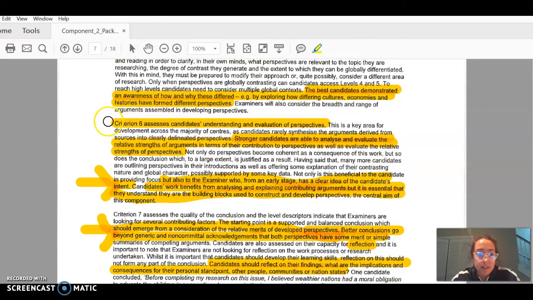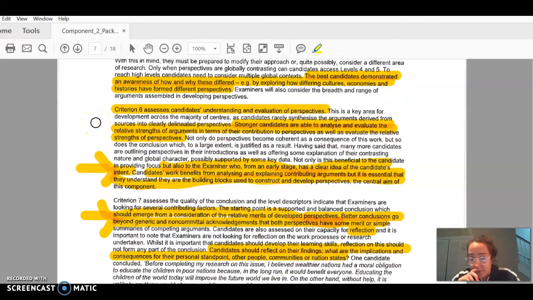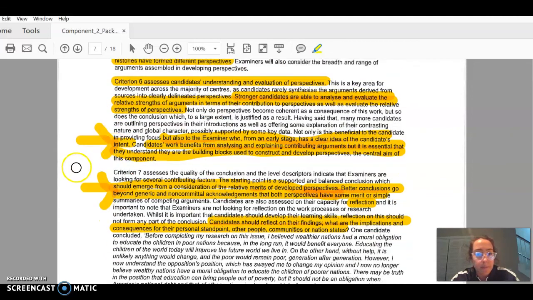Criterion 6 is your evaluation of perspectives. And this is a key point. Stronger candidates are able to analyze and evaluate the strength of the argument in terms of their contribution to the perspective. So it's not just that you're evaluating arguments, but how that bears on the entire way of thinking, the yes or no side in its entirety. So yeah, it benefits from analyzing and explaining the arguments, but essentially that they understand they're just building blocks.